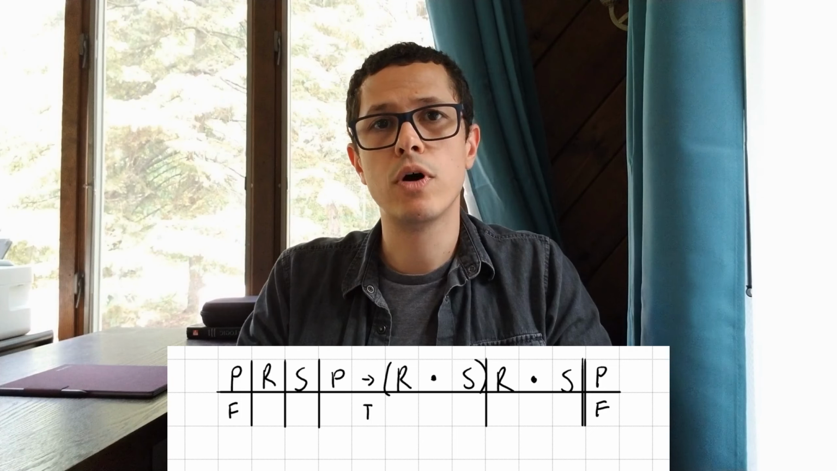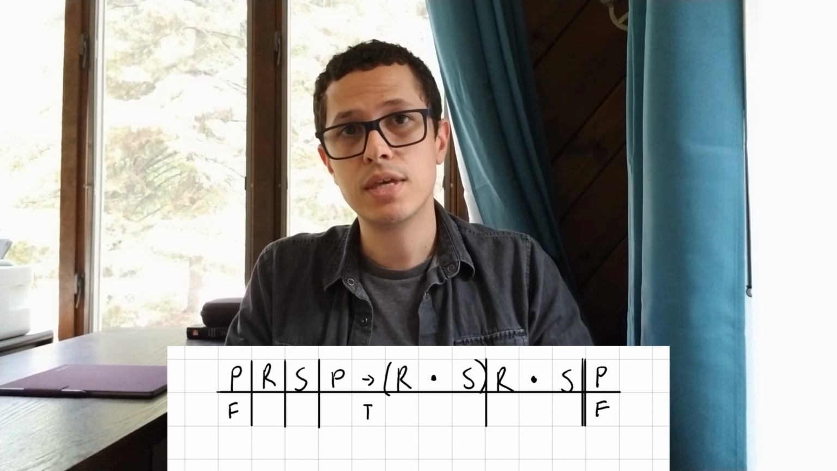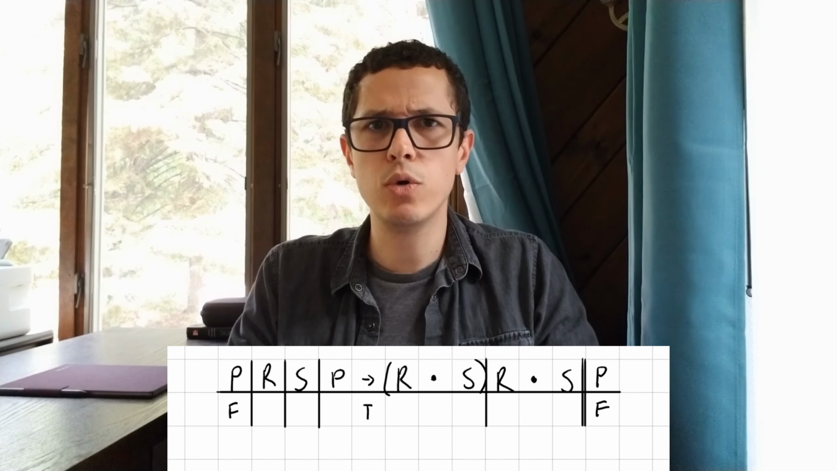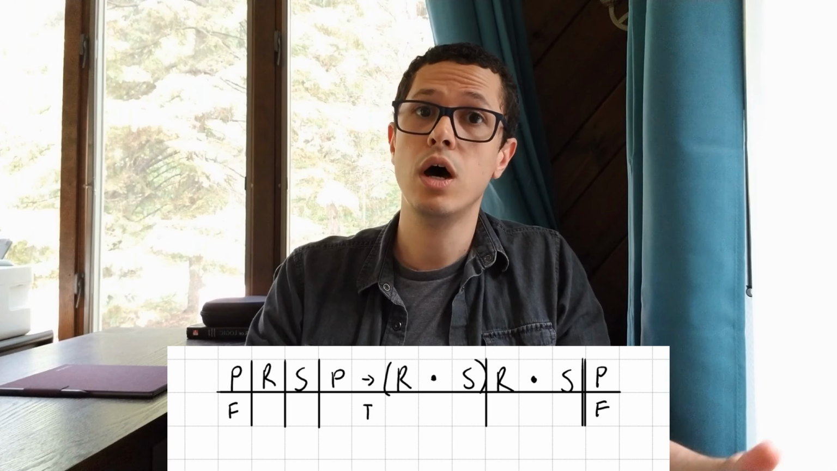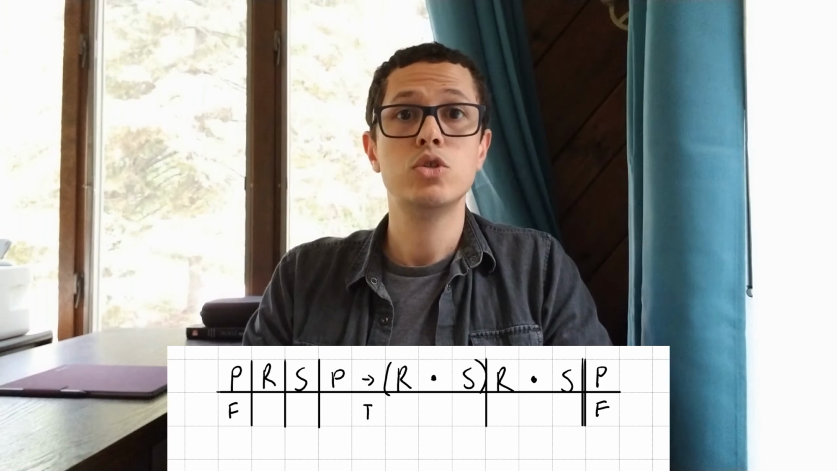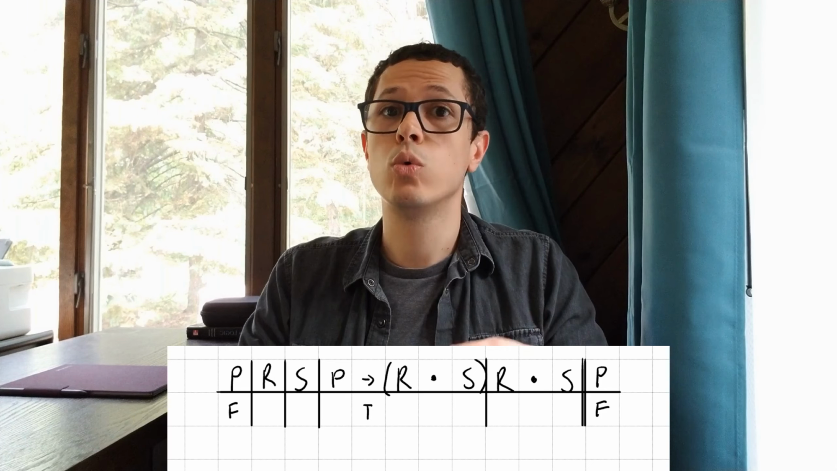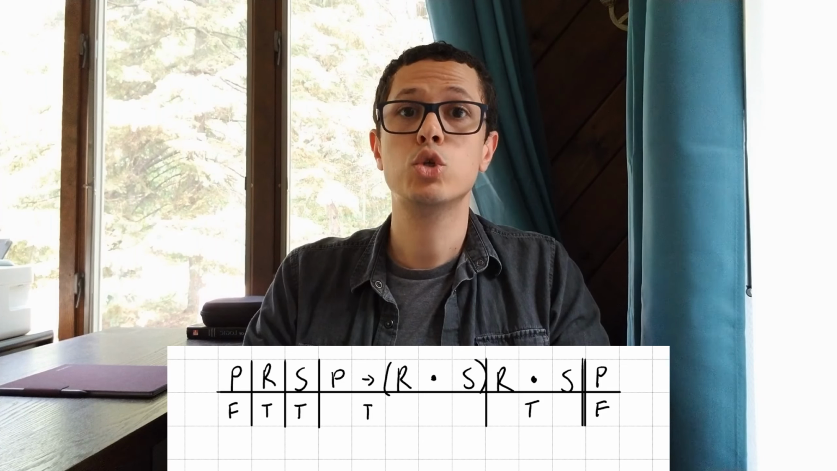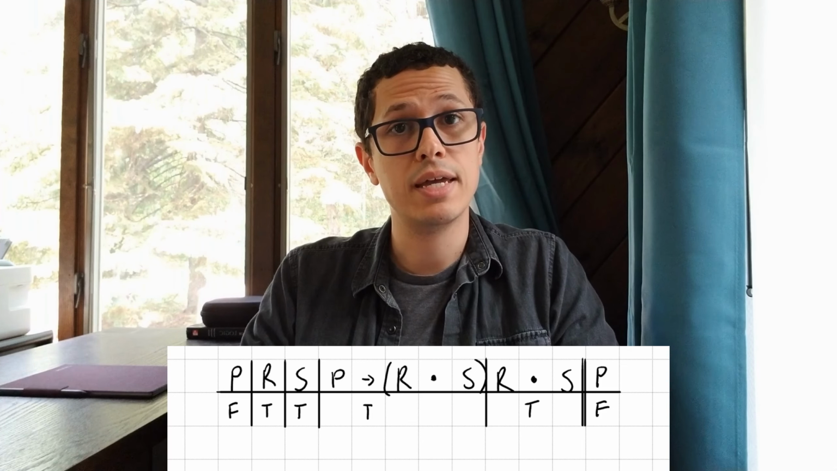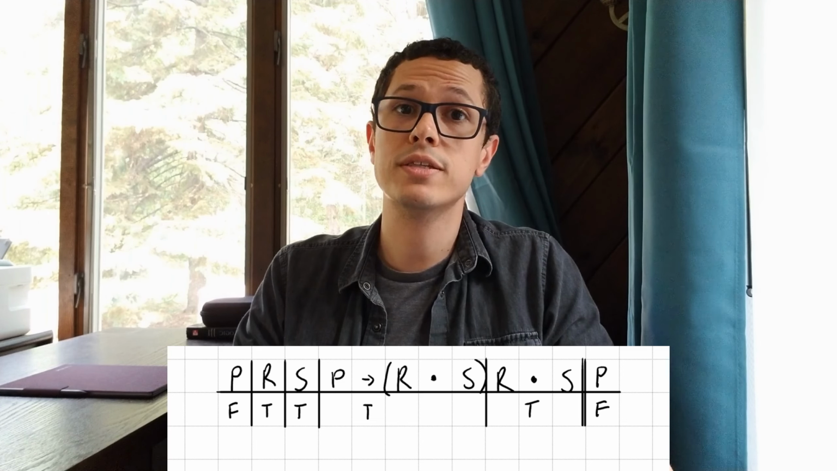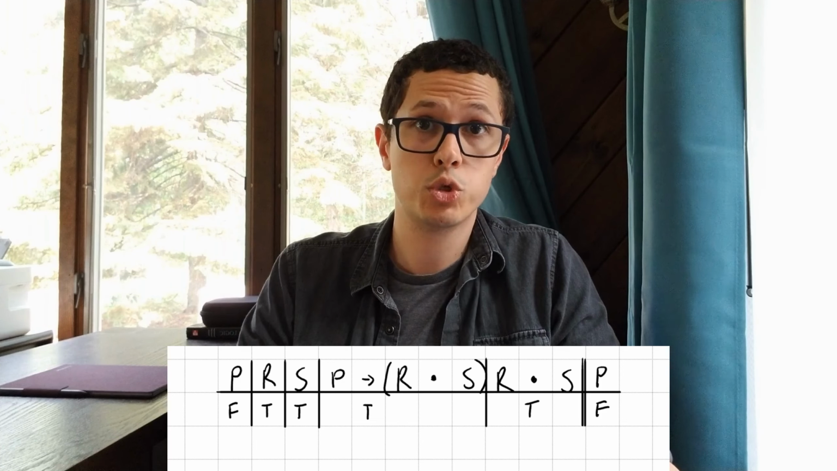All right, now let's move on to the second premise. In this case, we have a conjunction, and we know that conjunctions are true if and only if both of the conjuncts are true. Otherwise, they turn out to be false. So, in this case, we have no choice but to assign truth to both R and to S. And notice, since we hadn't assigned anything to them earlier, we have the flexibility to fill them in now with the truth values that we need.